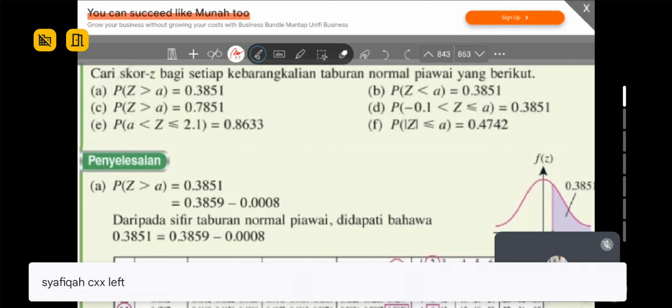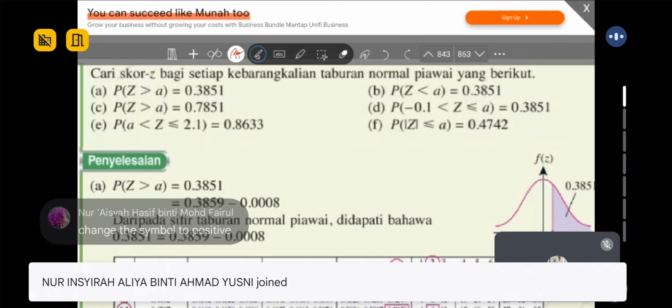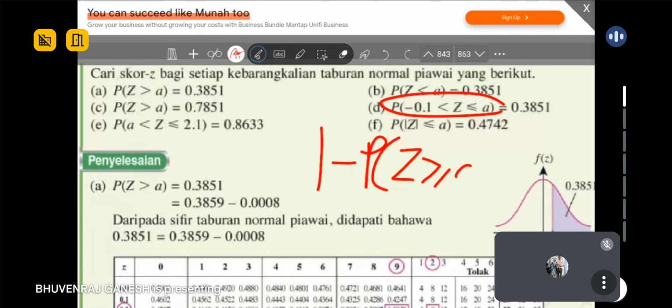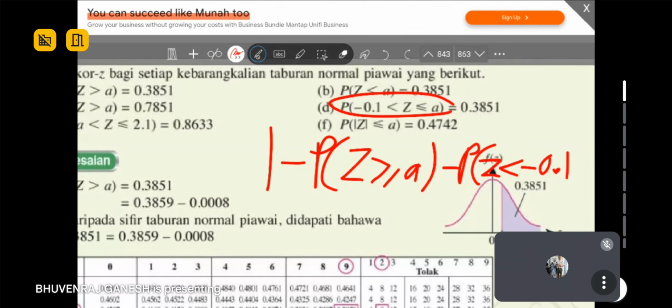What is the concept? We have to change the symbol first. Change the symbol to positive. Okay, can. But the very first step, what is the method we use? We will always use 1 minus. Am I right? Because our probability is in a range. Whenever our probability is in a range, you always use 1 minus. Only one method for this kind of question. Then you just write P(Z greater than or equal to A) minus P(Z less than negative 0.1). Do you get me, guys? Can get?